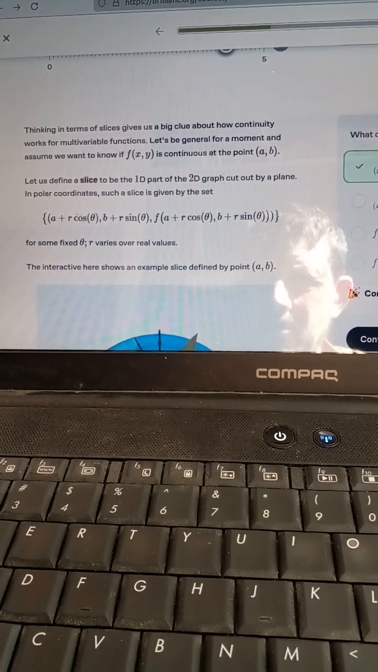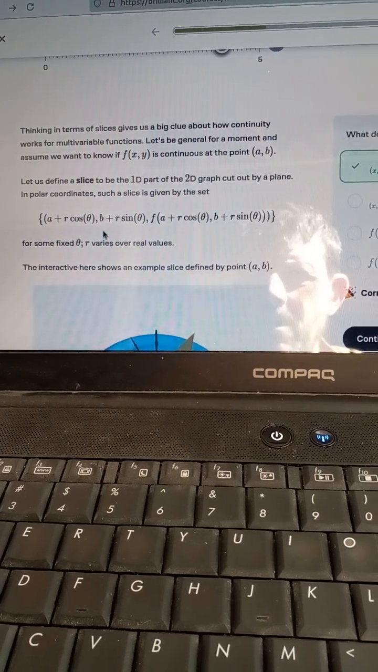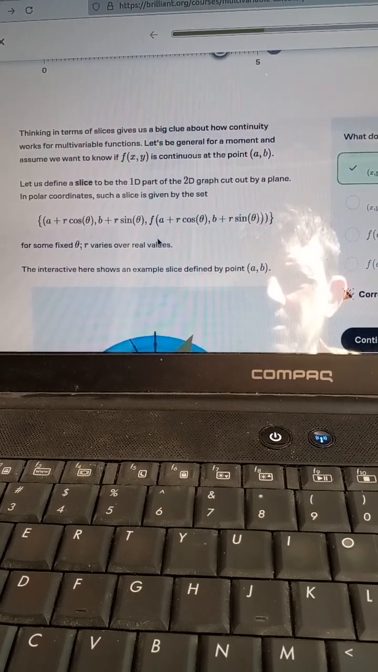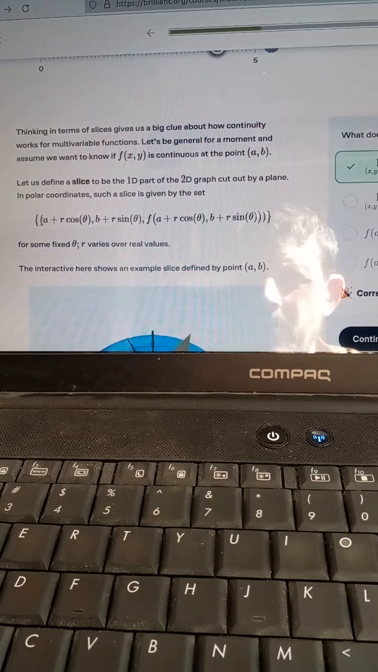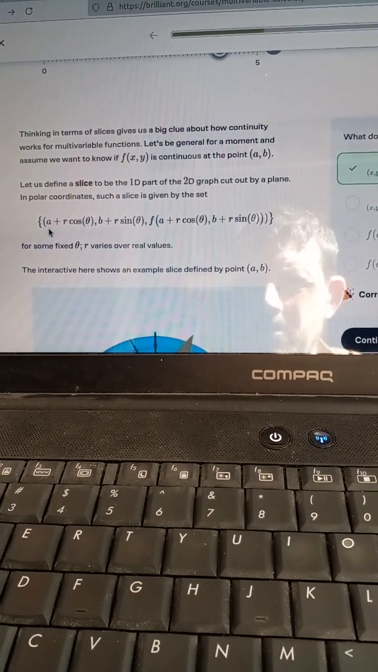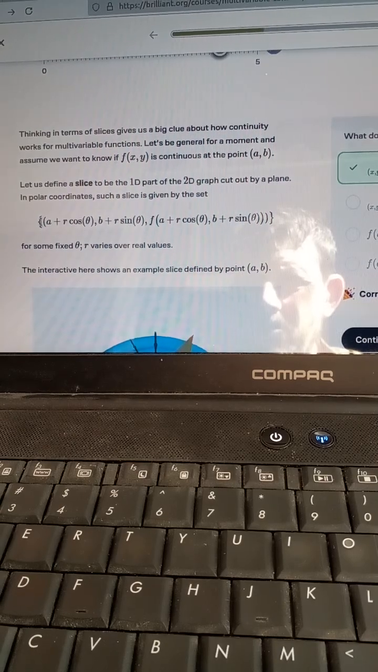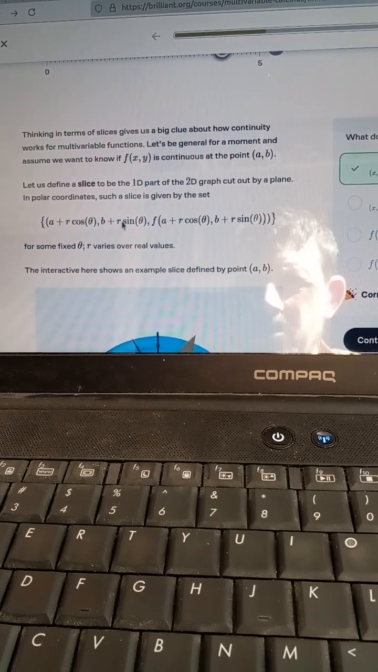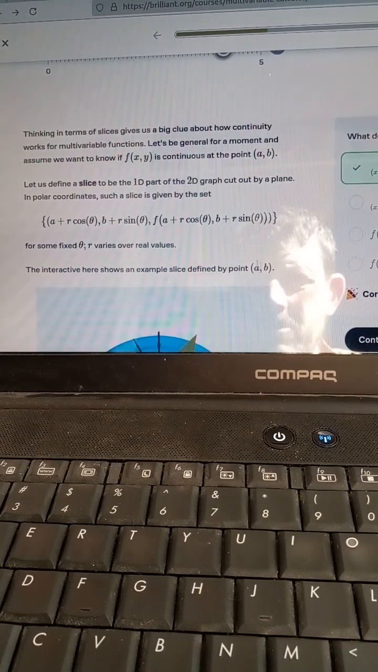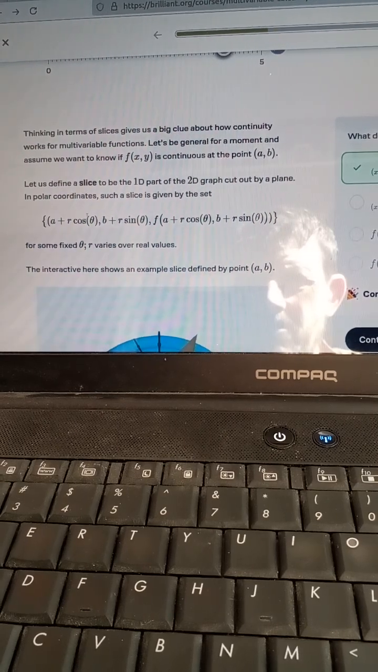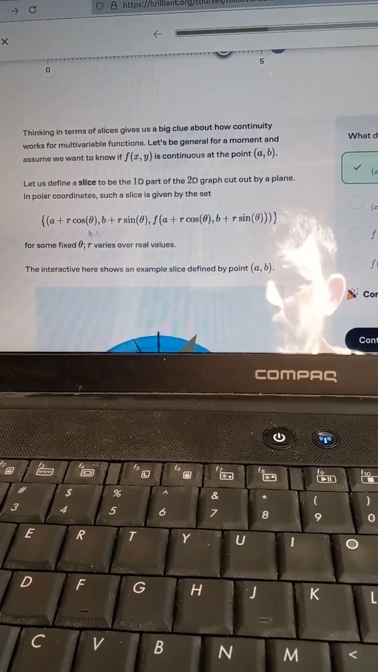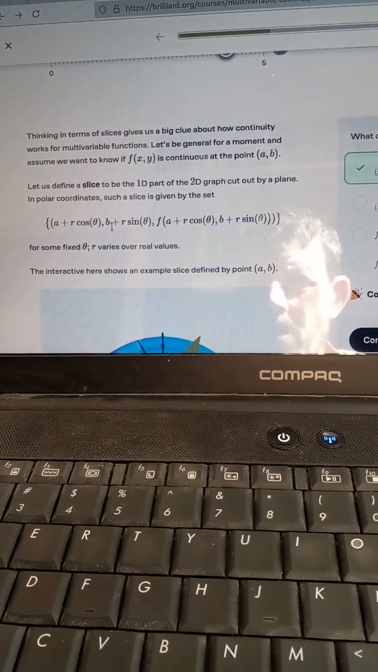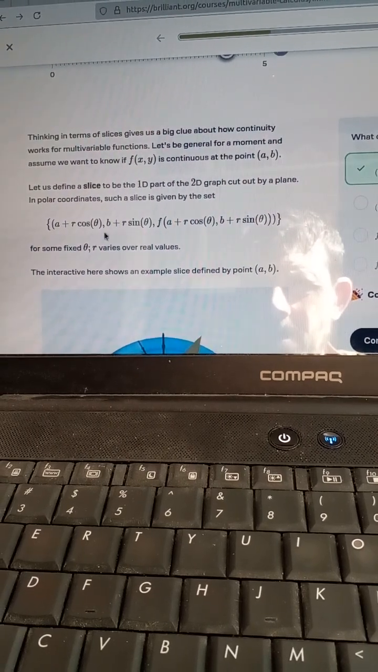A slice is given by a set of, apparently, this is one single. They haven't used any kind of comprehension notation. So this is a set of. They use round brackets with commas as points. So it's a set of points in three-dimensional space. A and B are constant. They're like an origin.